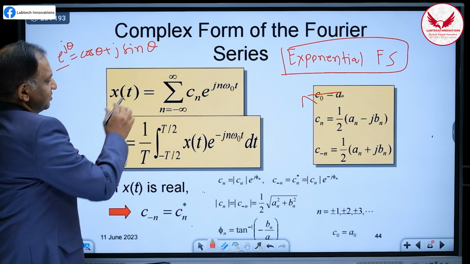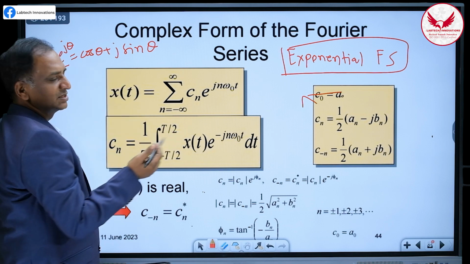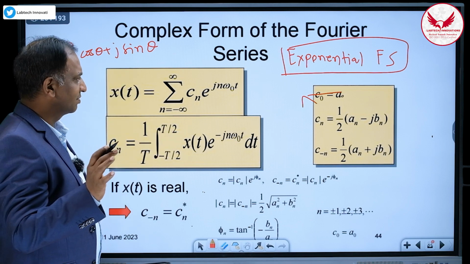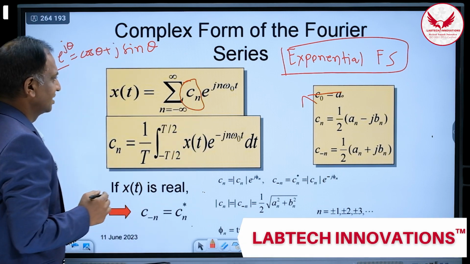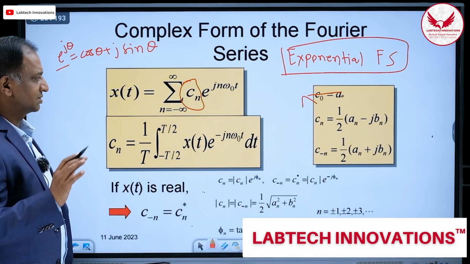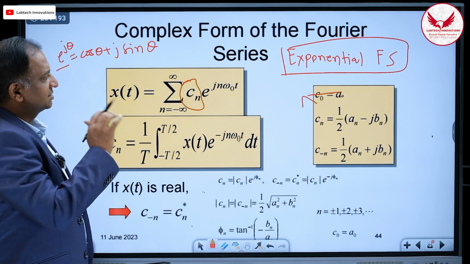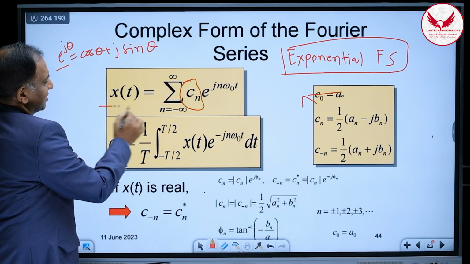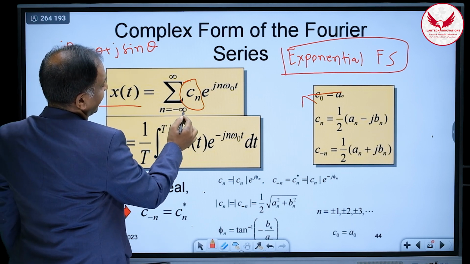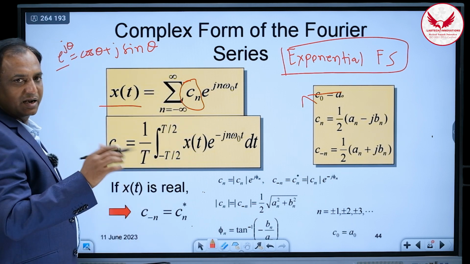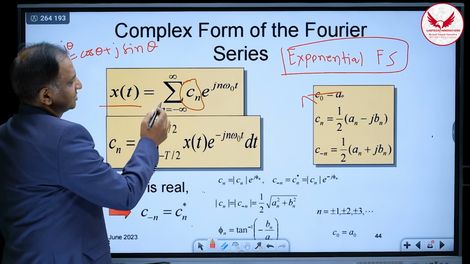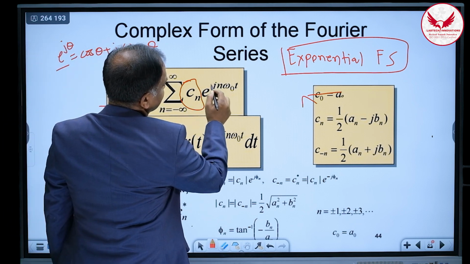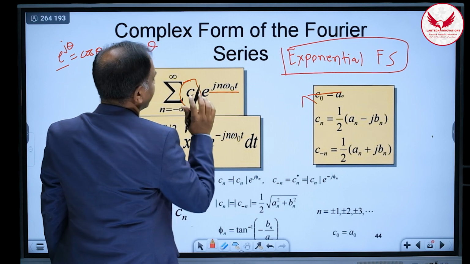In terms of this exponential Fourier series, there is no a0, an and bn coefficient. Only one coefficient is present. This is called cn, and that cn is called the exponential Fourier series coefficient. And this exponential Fourier series is given by x of t is equal to the sum from n equal to minus infinity to infinity. In the previous trigonometric case, the limit was from 1 to infinity. So cn e raised to j n omega 0 t.